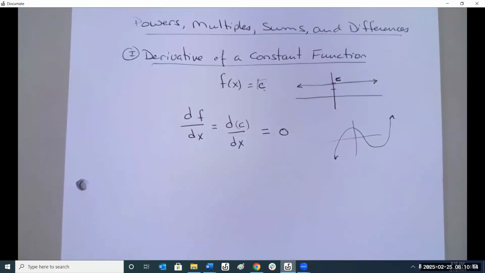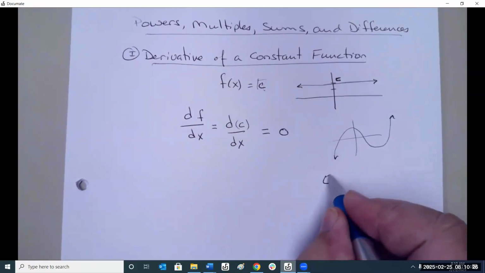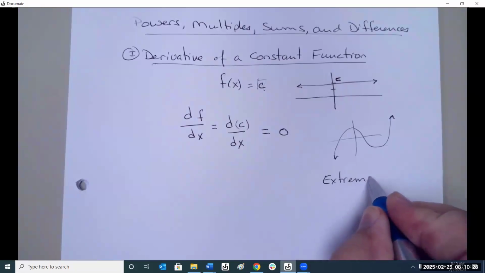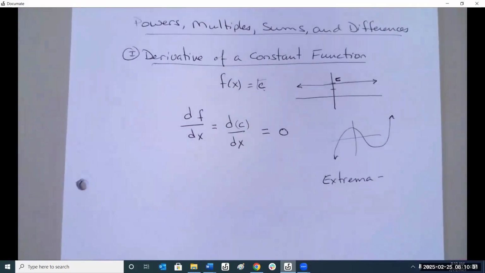Ever hear the word extrema? You should have been in college algebra and pre-cal. Okay, we'll cover that then. Extrema. What do you think an extrema is? That's plural. What's that? The high points or the low points, yes. So it's the highest or lowest points.